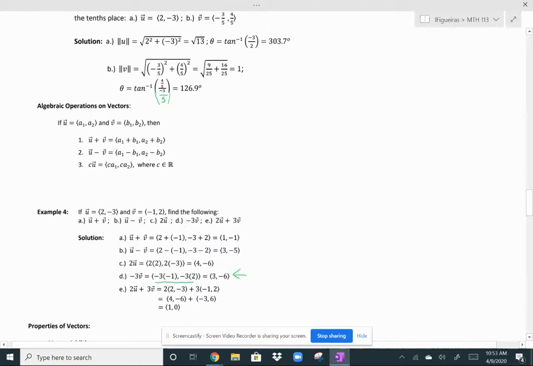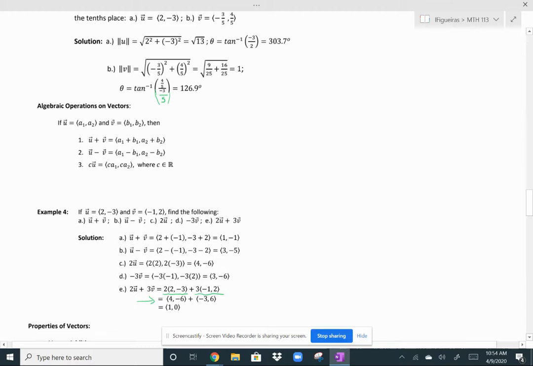All right, so now we're on the last one, 2u plus 3v. So we're using all of the properties. We're multiplying each vector by a scalar and then adding those results. So 2u plus 3v, that's what you see here. I have to multiply vector u by 2, vector v by 3. That result is in the second line in that problem.